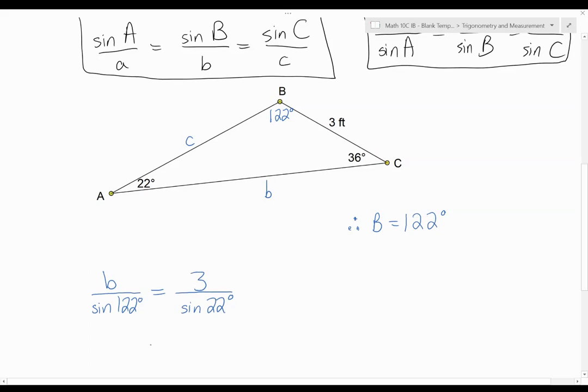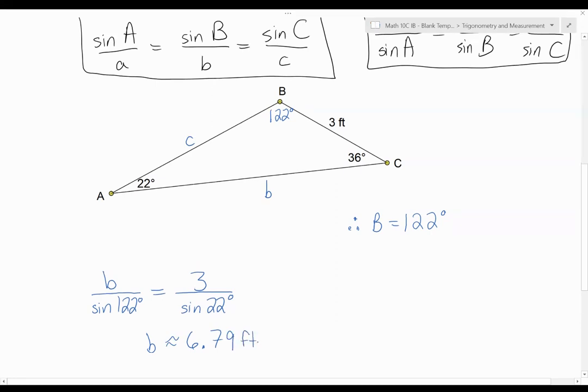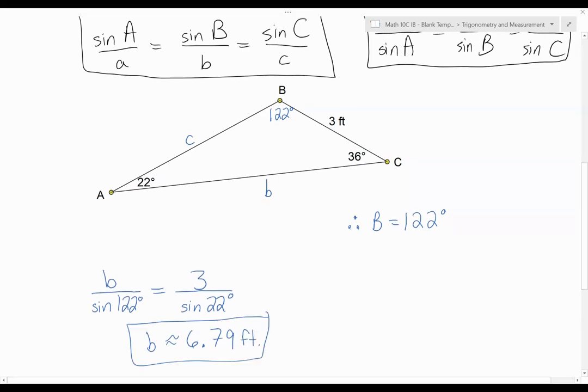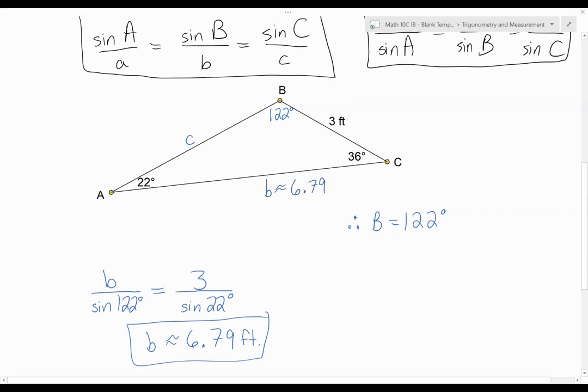And what we get is that B is approximately, and I'll use 3 significant digits, 6.79 feet. So that's roughly the length of B. So far, so good in terms of logic, because that is considerably larger than side A, and I do know that side B has to be bigger than side A. When I find side C, I'm expecting it to be somewhere between the two of them.